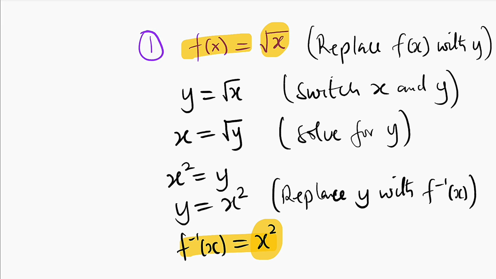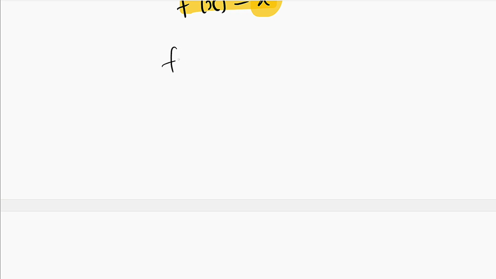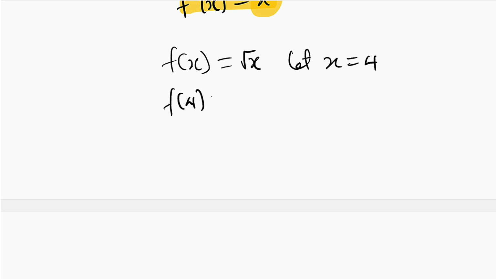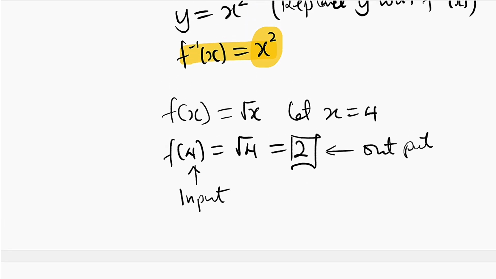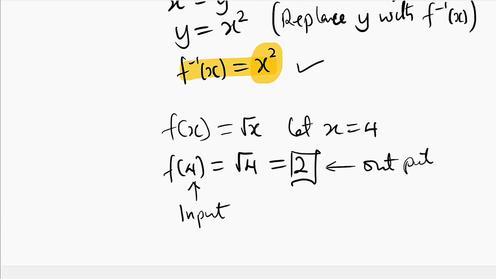And let us try that. Remember, we started with f of x equal to square root of x. So let x be equal to 4. Therefore, f of 4 will be equal to square root of 4, which is equal to 2. So now this is our output, while 4 here is our input. So if we should take this output, which is 2, and plug it back into our inverse function, we are going to get back our original input, which is 4.